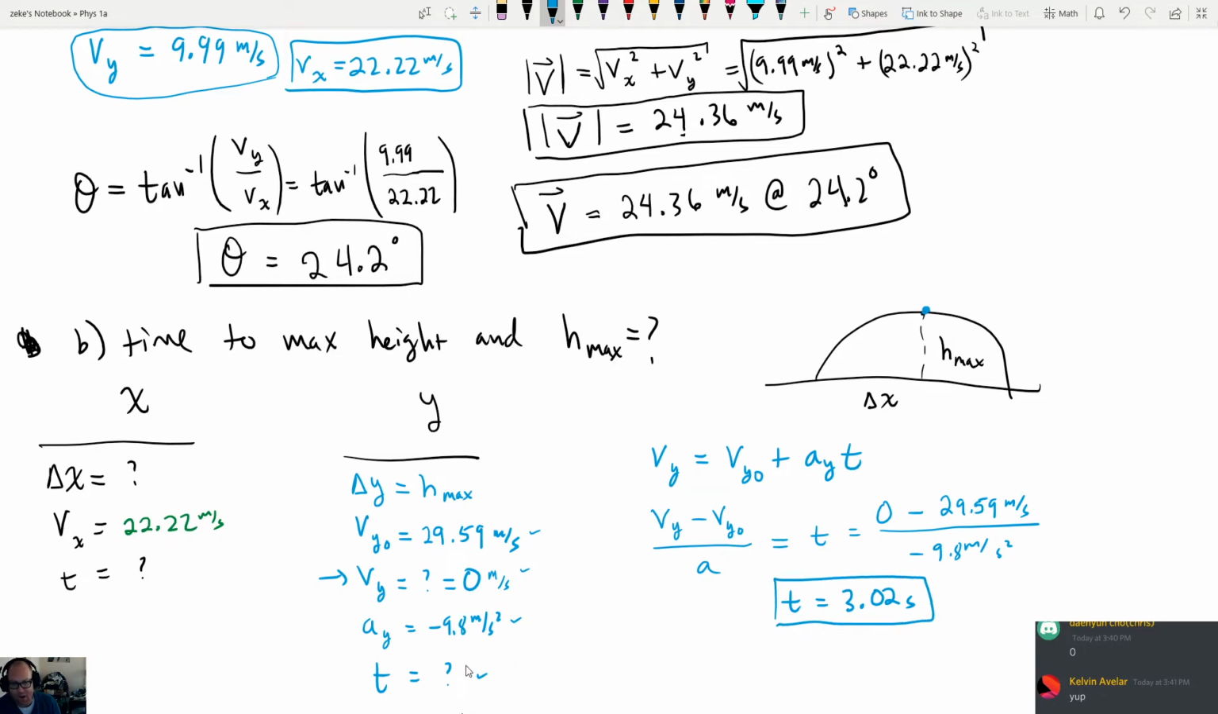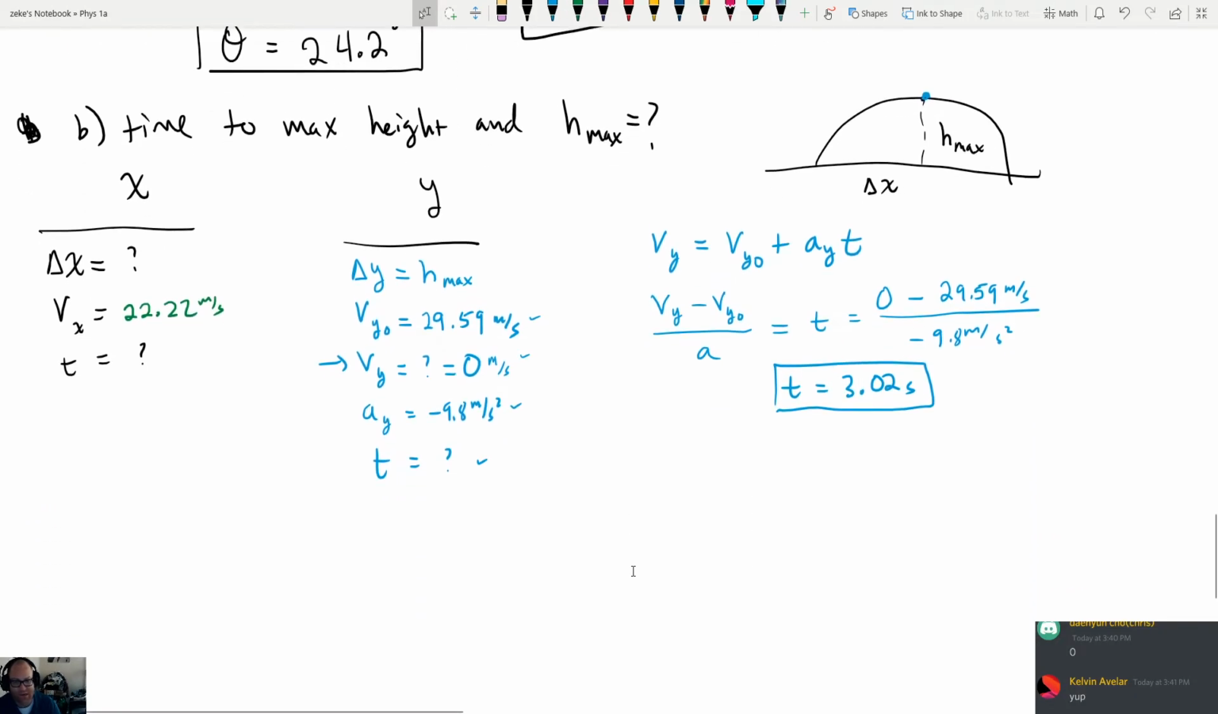And now we can figure out the maximum height, because delta y, right? Now, ideally, what you want to do here to find the maximum height is use a new equation, and this new equation needs to have delta y, Vy initial, Vy, and Ay, but not t. We just solved for time. You don't really want to use an answer you just got, because if you're like me, you're going to make mistakes and write things down wrong. So instead, what we'll use is this equation.